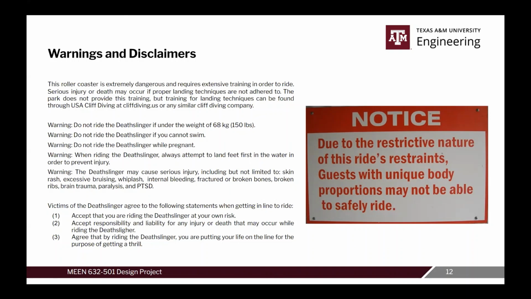Do not ride the DeathSlinger while pregnant. When riding the DeathSlinger, always attempt to land feet first in the water in order to prevent injury. The DeathSlinger may cause serious injury, including but not limited to skin rash, excessive bruising, whiplash, internal bleeding, fractures, broken bones, broken ribs, brain trauma, paralysis, and PTSD.